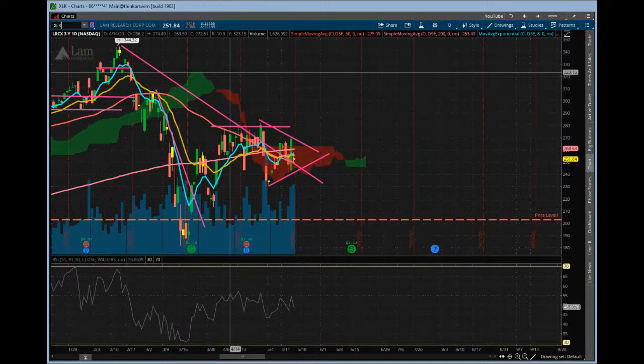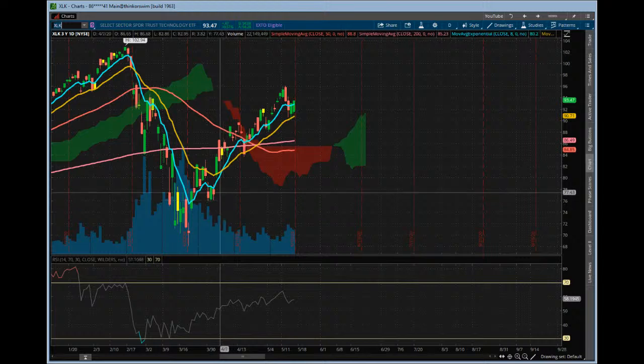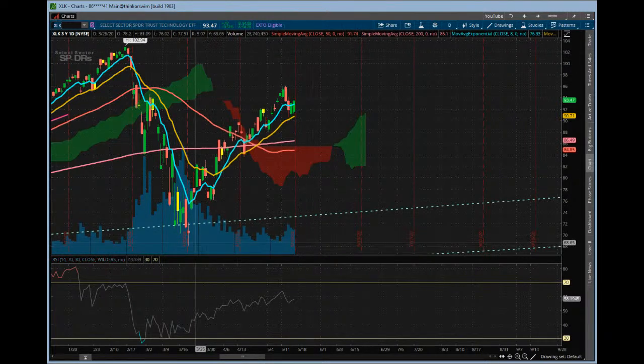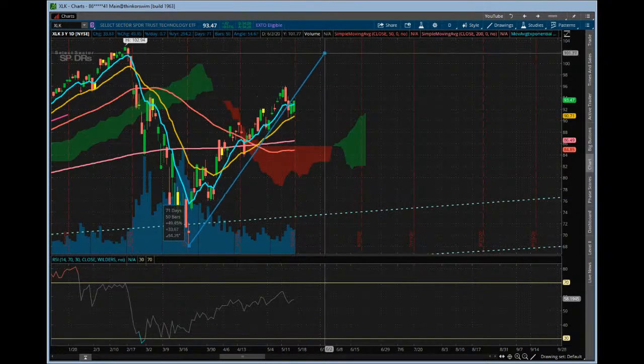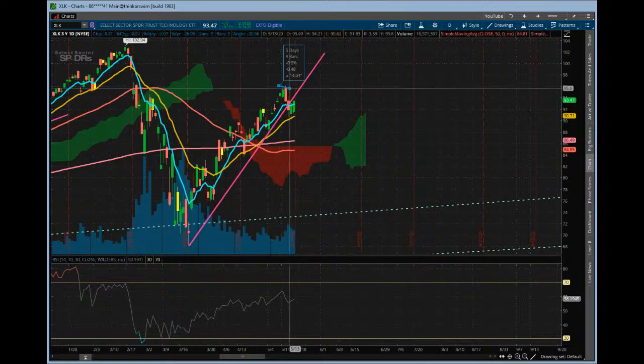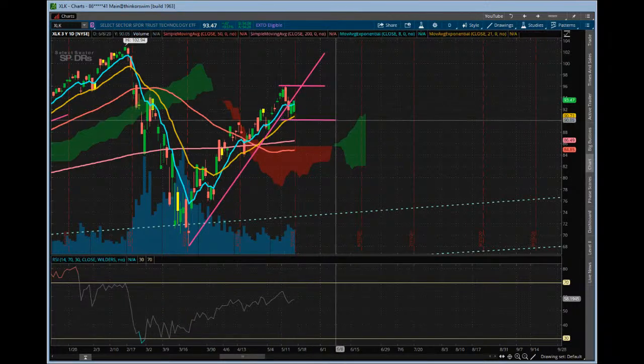Rich, the XLK. Technology. So far, so good, right? I mean, tech's been pretty strong. So it's kind of in its own little trend box right here, at this level and this level. Just see how it holds there, if we can get out of there one way or the other.